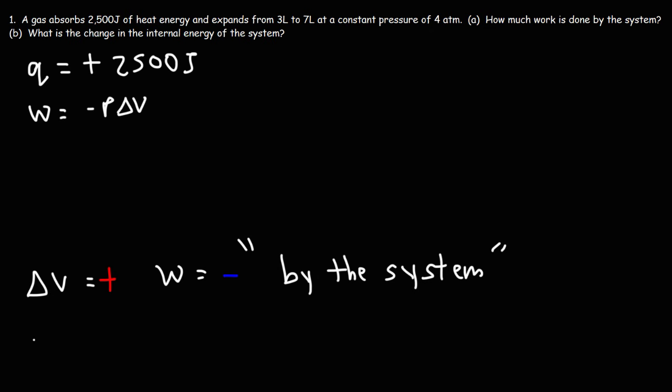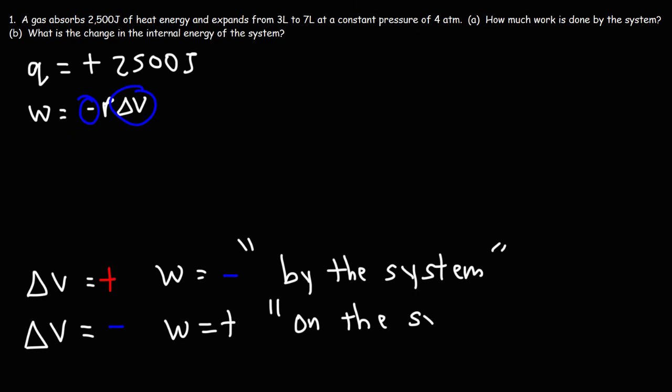As mentioned before, you need to perform work on a system when the gas compresses. The gas will compress if the change in volume is negative. If delta V is negative and this sign is negative, then W is going to be positive. So W is positive anytime work is done on the system. So make sure you understand that convention. When work is done by the system, W is negative. When work is done on a system, W is positive.